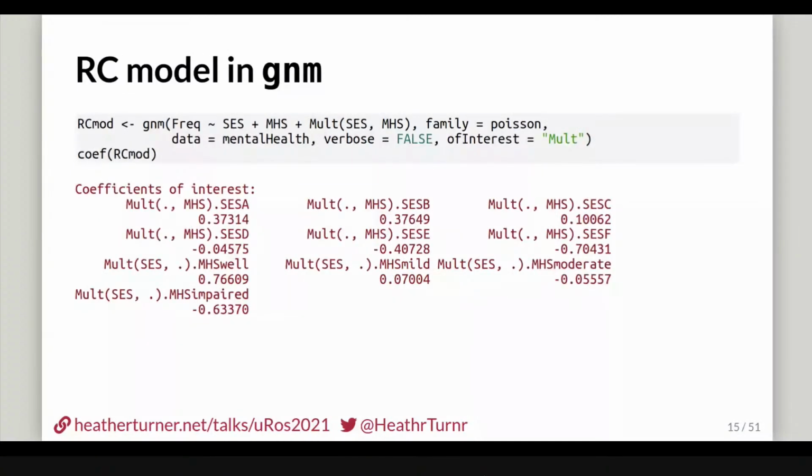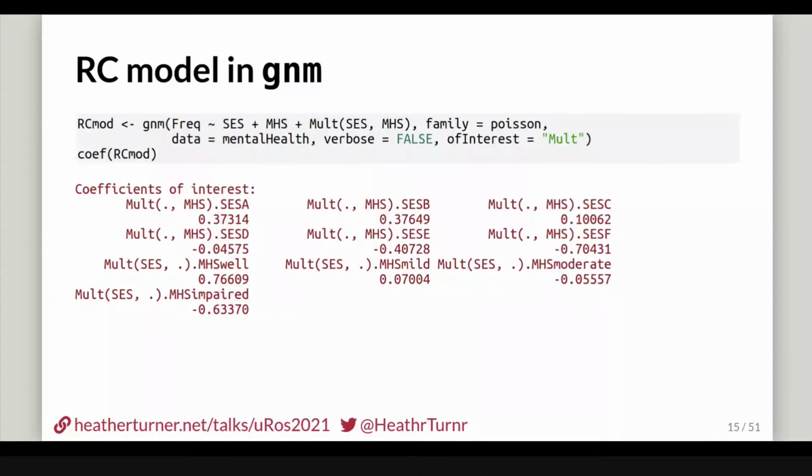So if we go back to our row-column association model that we saw for the contingency table, this is how we'd fit it with the GNM package. So we're using the function gnm. Our frequency is the count in the table. Then we've got our two main effects for socioeconomic status and mental health. And then the multiplicative term is just the mult of those two factors. It's a count, so we're using the Poisson family. We've got our data there, mental health, and then just a couple of extra arguments for verbose, so we're not getting so much output.